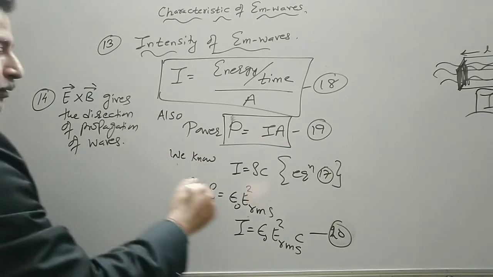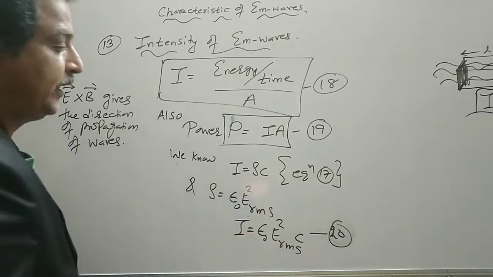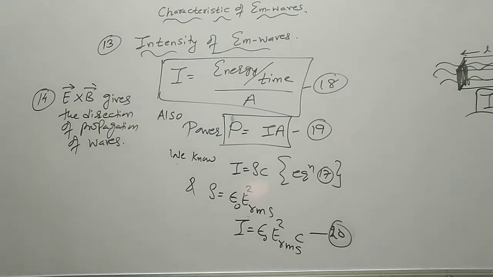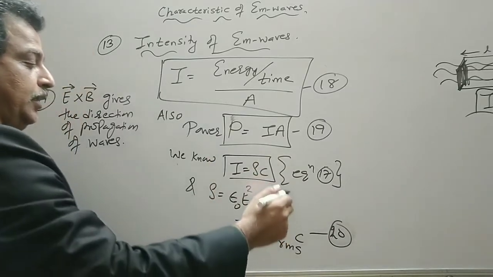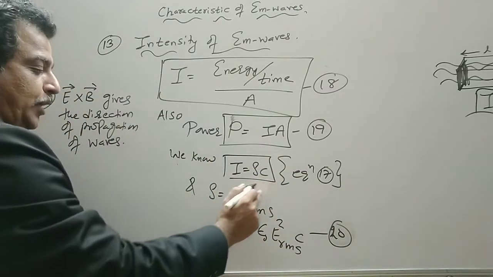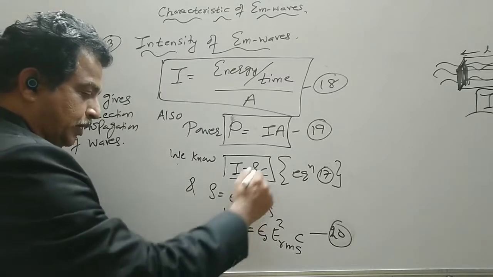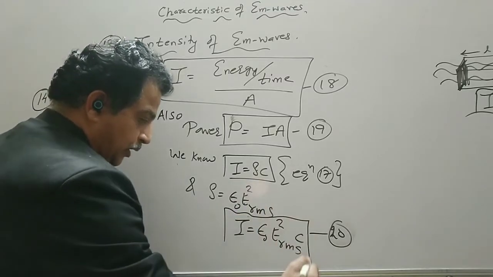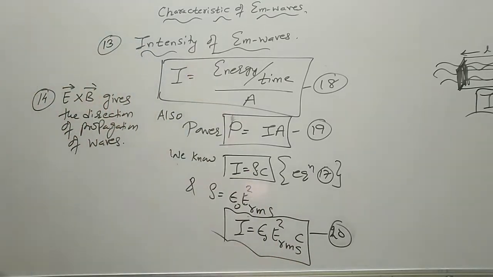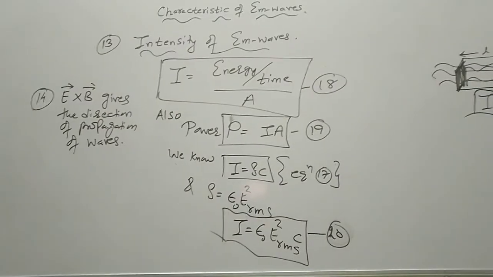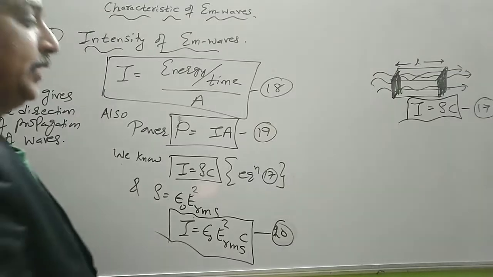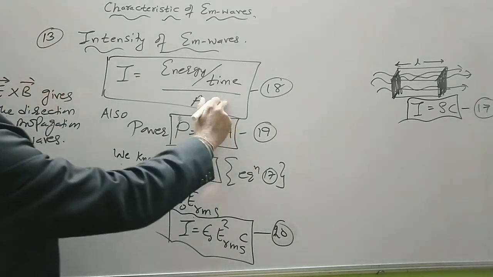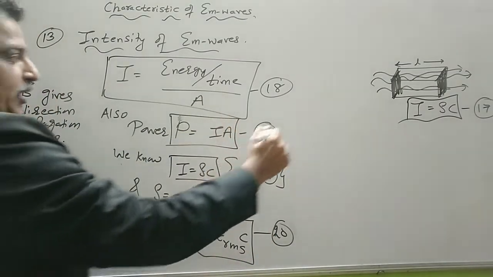Now in the previous characteristic, equation 17, we have written I is equal to rho C. Now rho is equal to epsilon naught E square RMS. So we substitute this rho value here. So these are the different formulas for the intensity. So in equation 17 we have written I is equal to rho C. Now from this definition we can derive this relation.